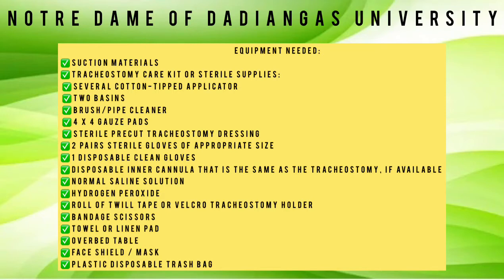disposable inner cannula that is the same as the tracheostomy if available, normal saline solution, hydrogen peroxide, roll of twill tape or Velcro tracheostomy holder, band-aid, scissors, towel or linen pad, overbed table, face shield or mask, and plastic disposable trash bag.